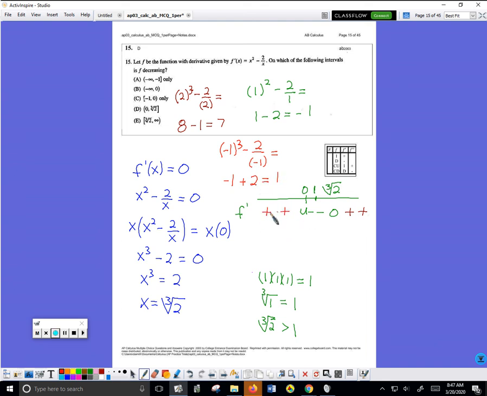So now I have the sign chart of f prime. On which of the following intervals is f decreasing? f is decreasing whenever f prime is negative. So I have found the interval between 0 and the cube root of 2. From 0 to the cube root of 2, that's the interval where f is decreasing.